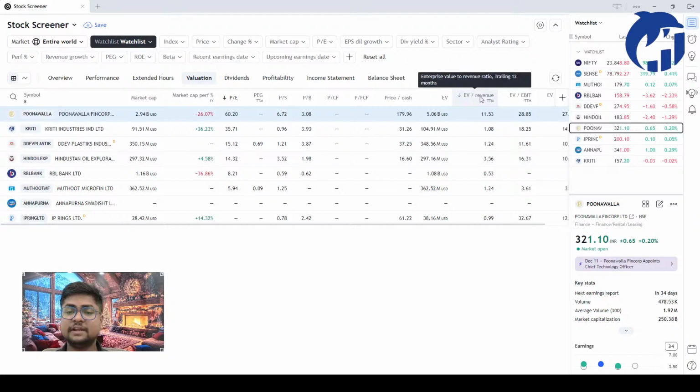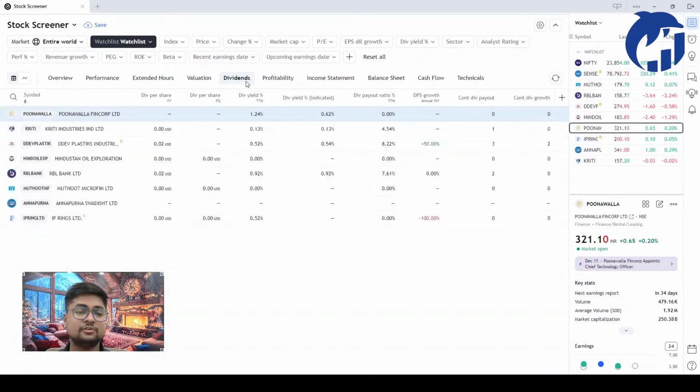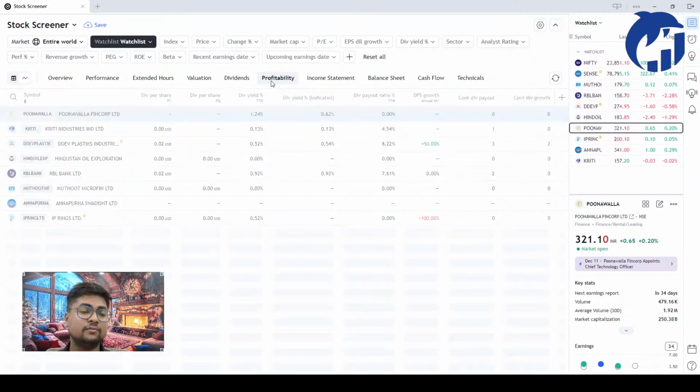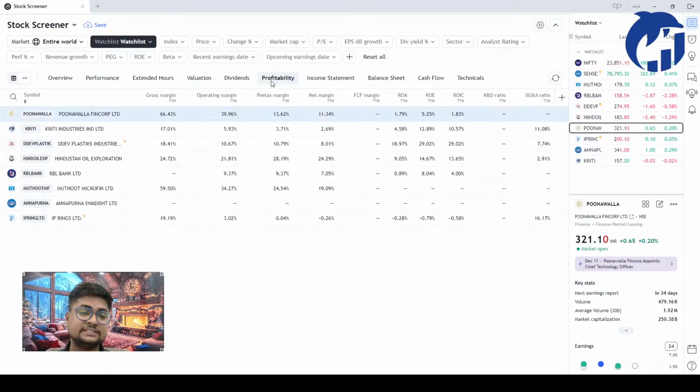So we talk about the enterprise value to revenue ratio, trailing twelve months. It is 11.53 for Poonawalla, and it's much lower for all these other stocks, around 3 and 0.99 also. If we talk about dividends, we don't need to look at them because a dividend is just profit sharing given by the company, so it won't matter in our returns generation capacity.